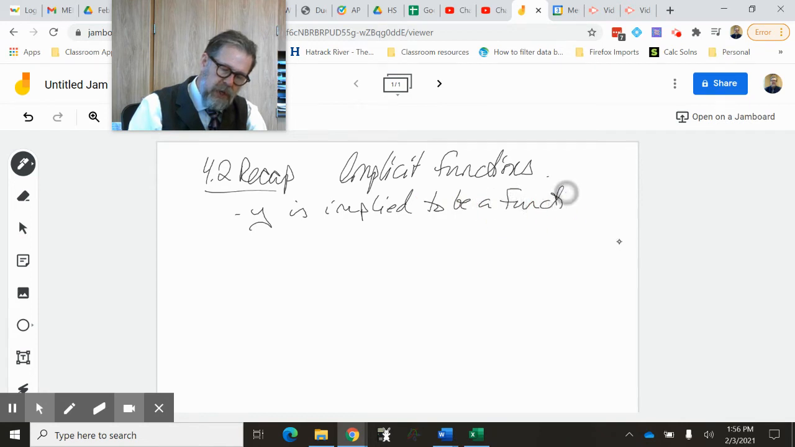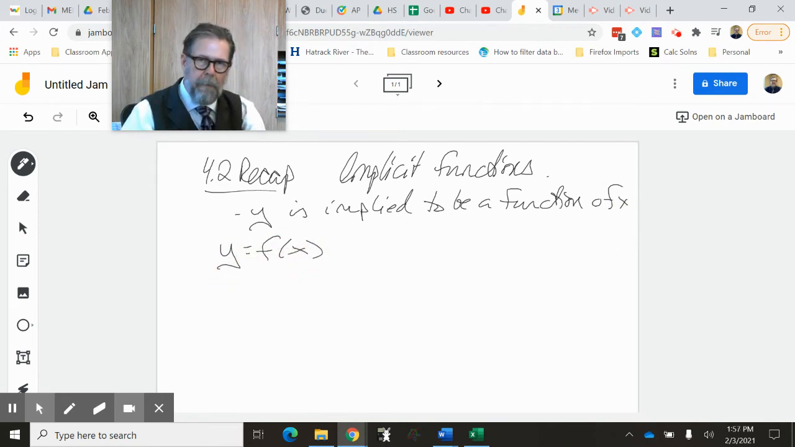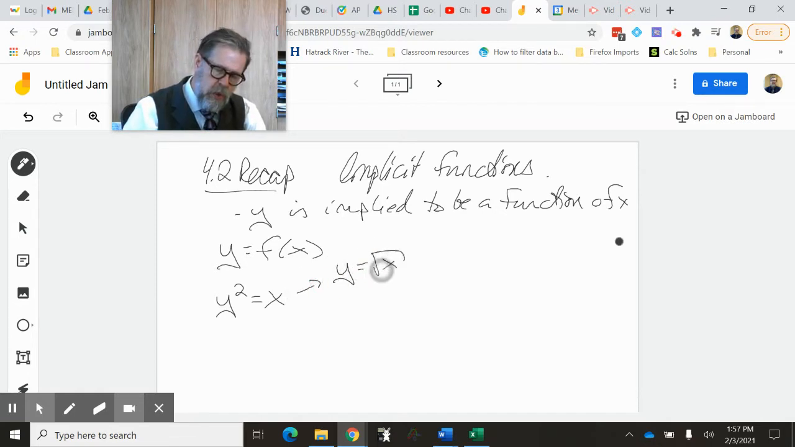And usually that means that we can't just write y equals f of x because we have something that's too complicated to do that. So for example, y squared equals x. We can't actually write this as y equals a function of x. We have to write it as y equals two different functions of x. So it's actually easier in this case to take the derivative implicitly.